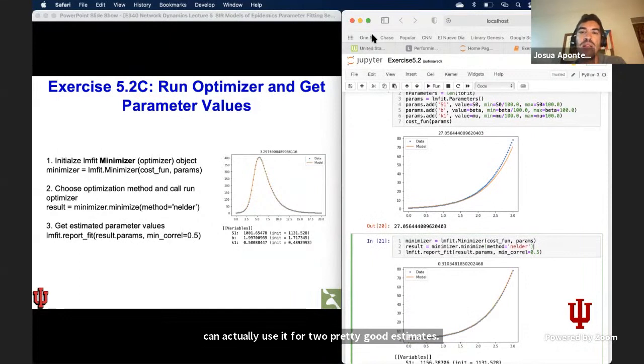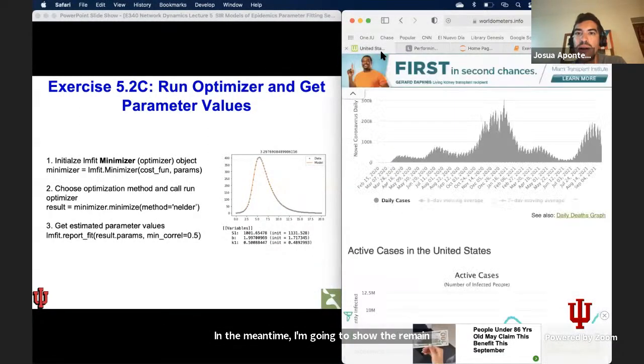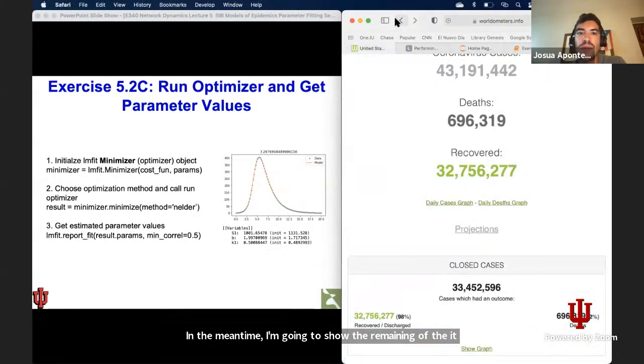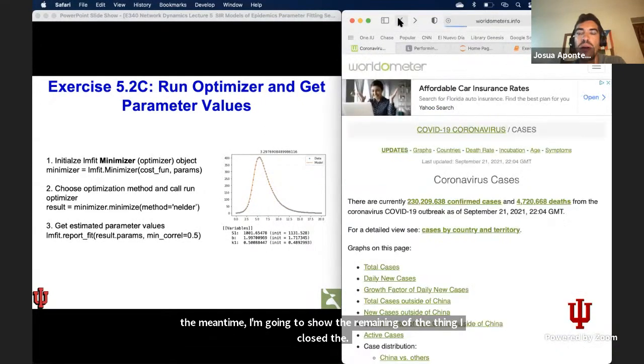Okay, I'm going to launch a poll now again to make sure that everyone has been able to at least run their code. In the meantime, I'm going to show the remaining part of the, I think I closed the, yeah.